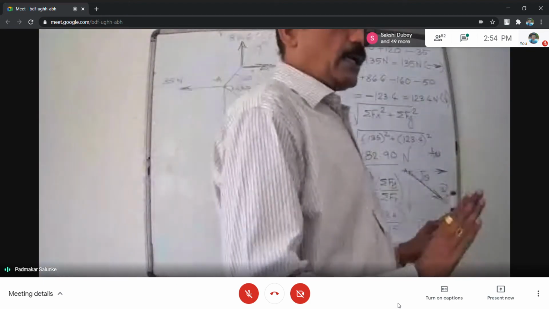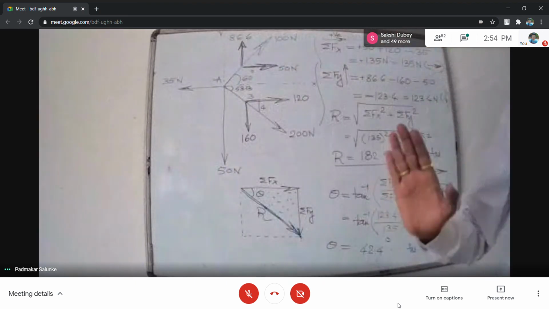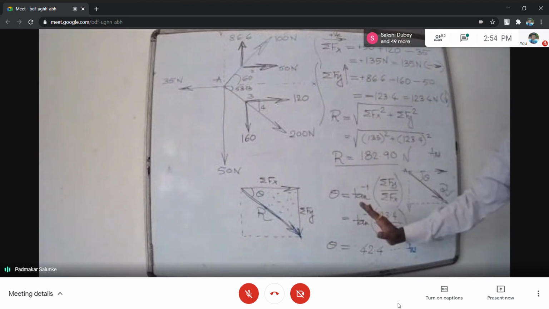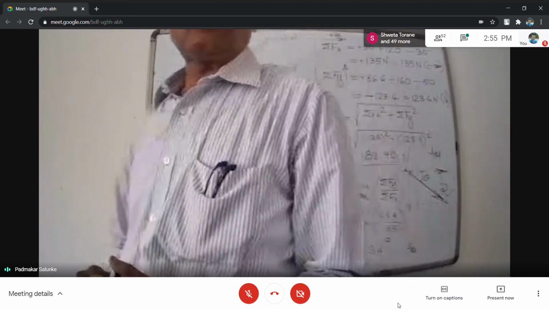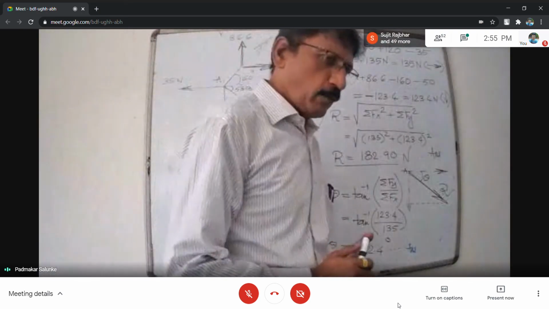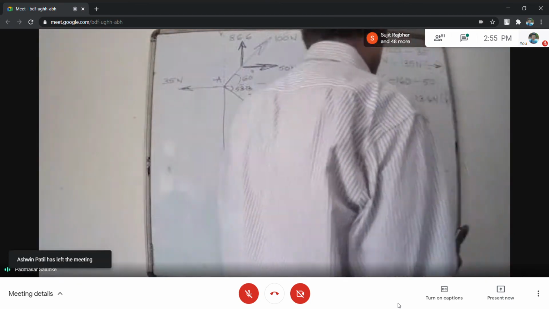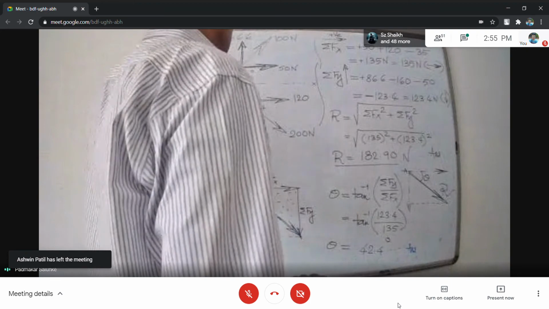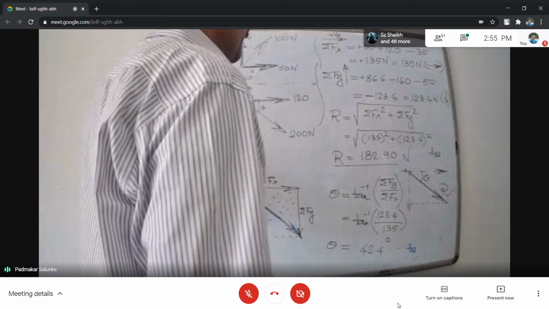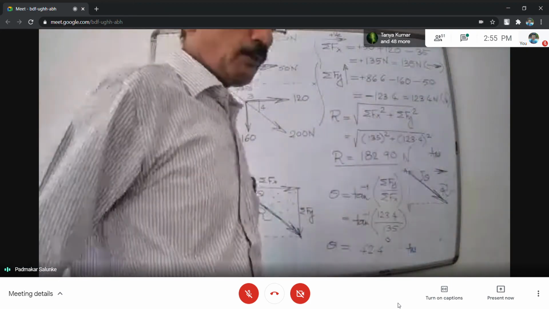For concurrent coplanar forces, these many steps are enough. There is no necessity to proceed to the last step, the position of the resultant. And even if someone asks about the position of the resultant, very simply you answer that all forces are acting at point A, so definitely the resultant has to pass through point A only.